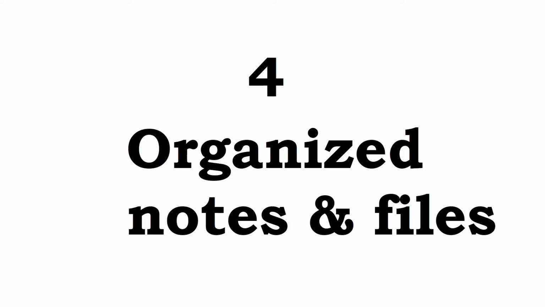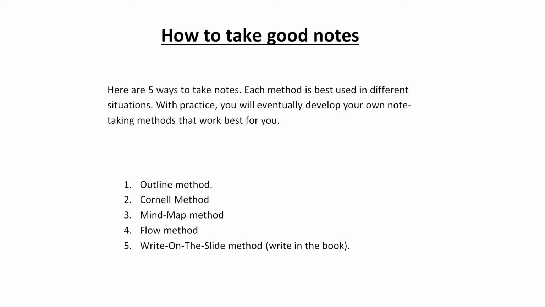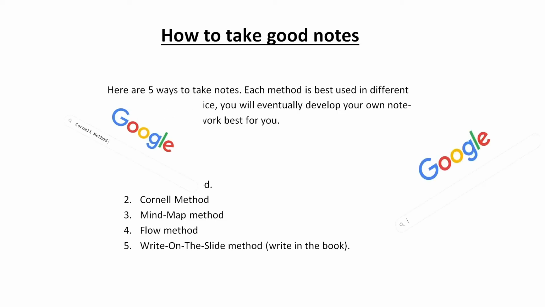Number 4. Organize notes and files. Here are 5 ways to take good notes. Each method is best used in different situations. With practice, you will eventually develop your own note-taking methods that work best for you. Outline method, Cornell method, mind map method, flow method, and write on a slide method. Now go Google them. I can't give you everything. Make sure you take good notes and organize your files, whether it's your files on your computer, your soft copies or your hard copies, soft copies being on the computer, hard copies being physical stuff. But be organized, be prepared.